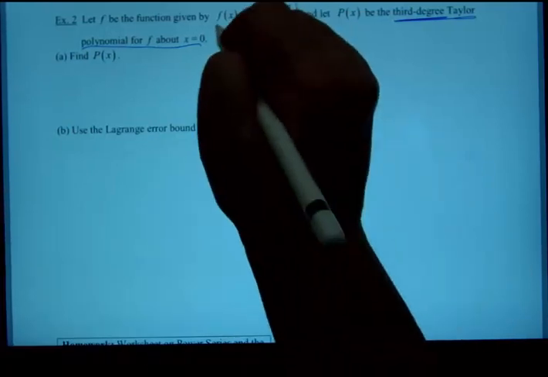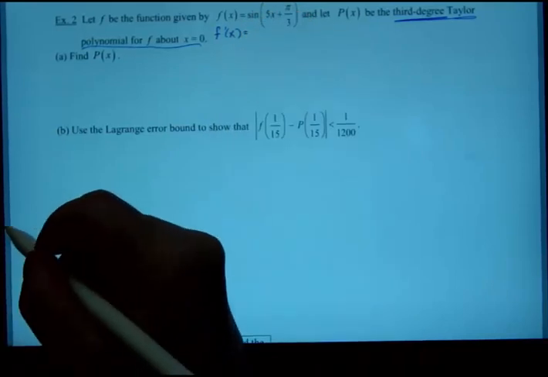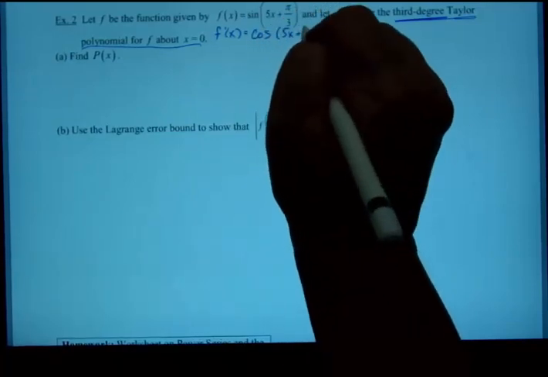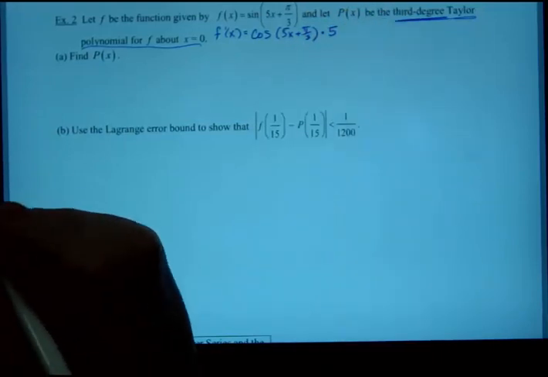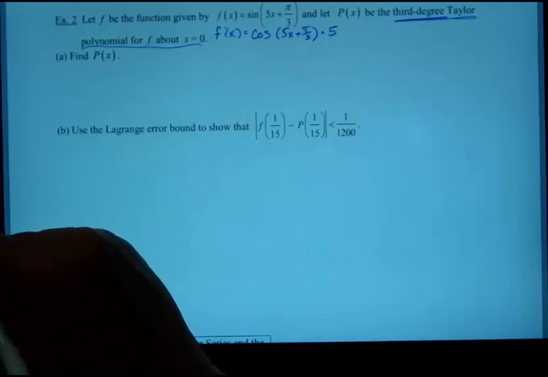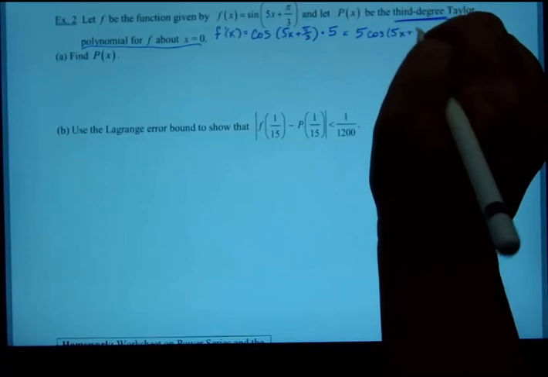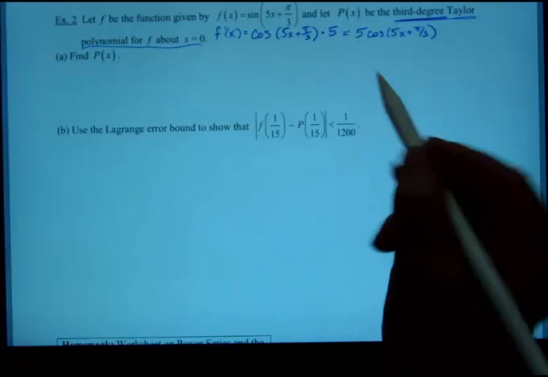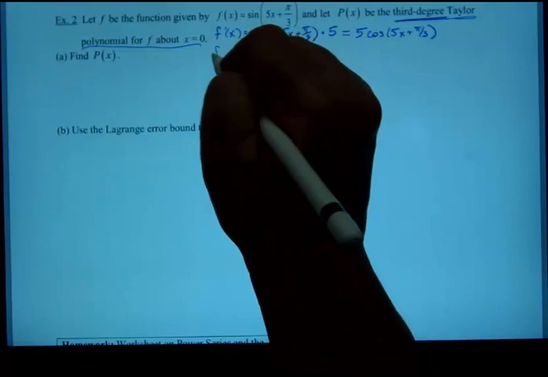So underneath f of x, let's do f prime very carefully. What's the derivative of sine? Cosine of 5x plus pi over 3 times 5. Do not forget the times 5. We're doing chain rule. So that's going to be 5 cosine 5x plus pi over 3. I'm putting the 5 in front because it's going to make taking the next derivative easier. That right here is an equal sign. Equals. There we go. Double prime. We have to go out to triple prime.